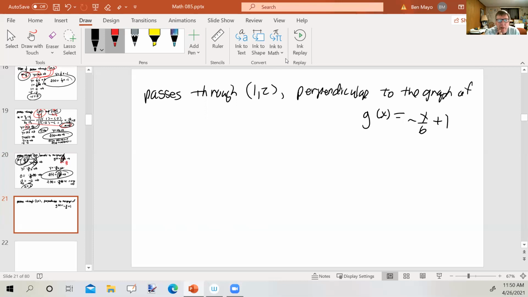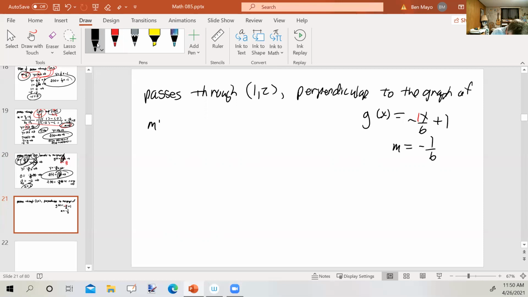Whereas parallel lines have the same slope, with perpendicular lines, that is, lines that meet at a right angle or a 90-degree angle, the slopes of perpendicular lines are negative reciprocals or opposite reciprocals. So in this case, the slope of this first one is negative 1/6. Recall there's an implied 1 in the numerator, so it's negative 1x over 6. The slope is negative 1/6.